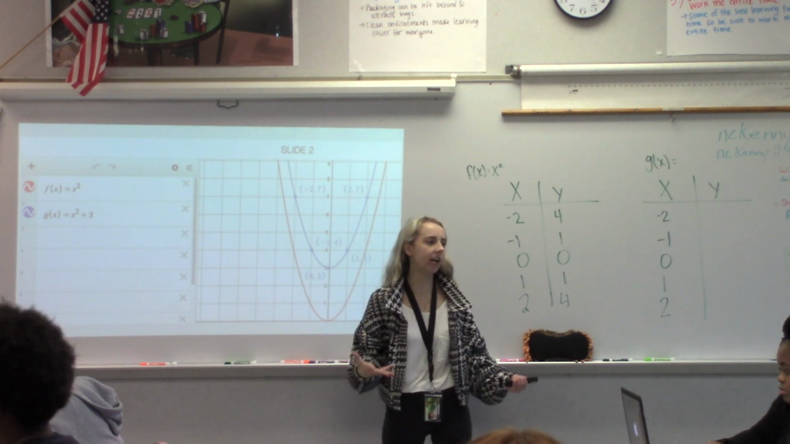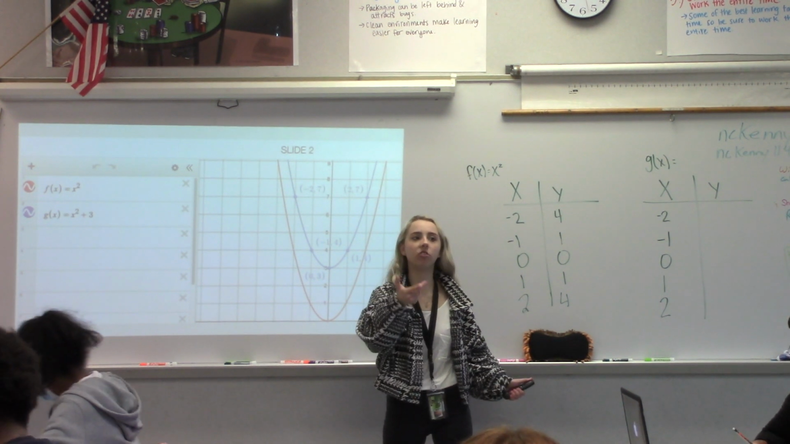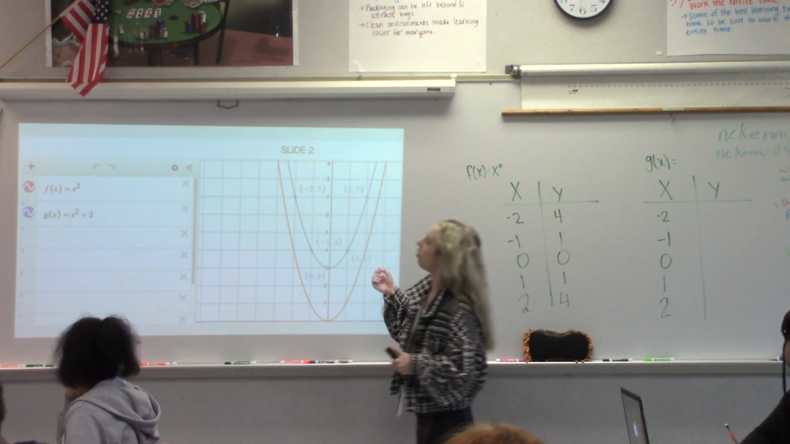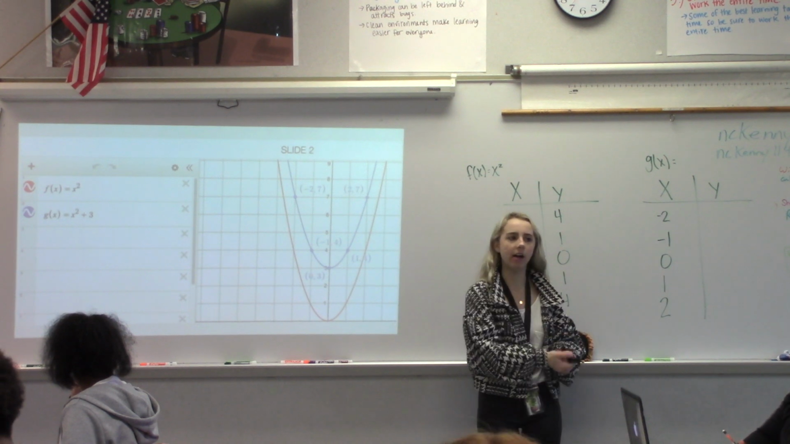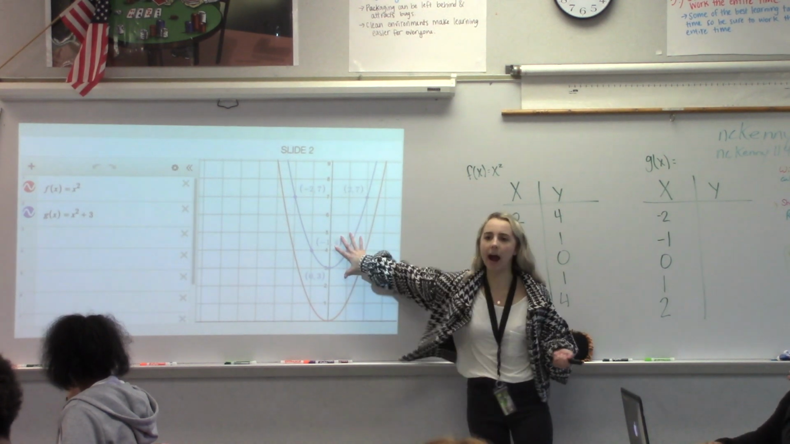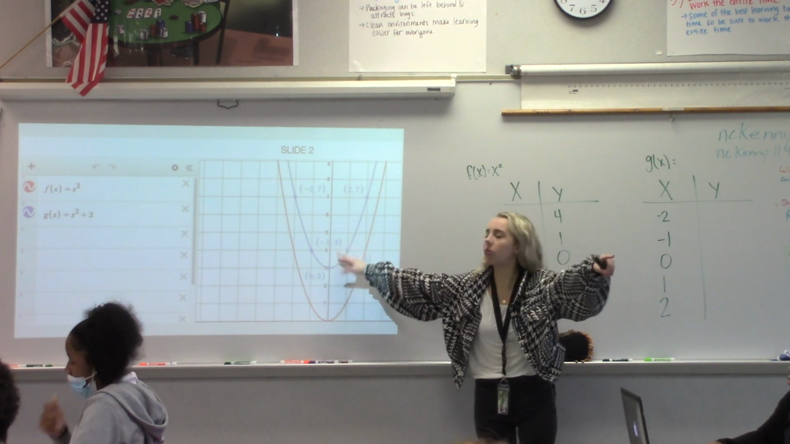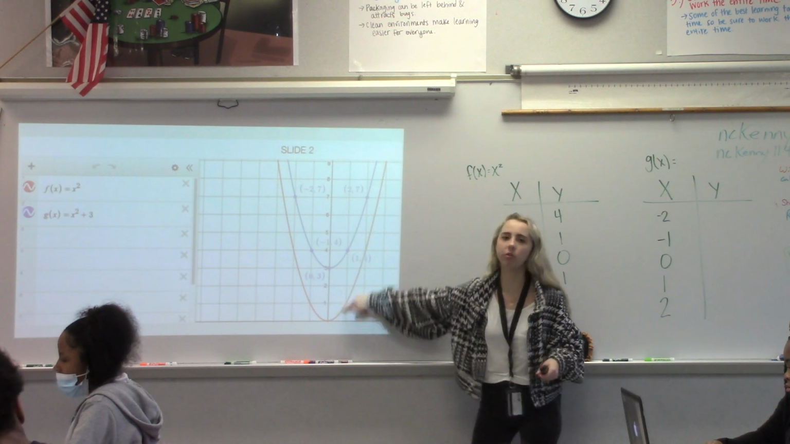What am I adding 3 to? The y. Not the y-axis, but the y values, right? So what does adding a number to the y values do to the graph? Makes it go up 3. Okay, it makes it go up. So that's what happened from red to blue, it went up.